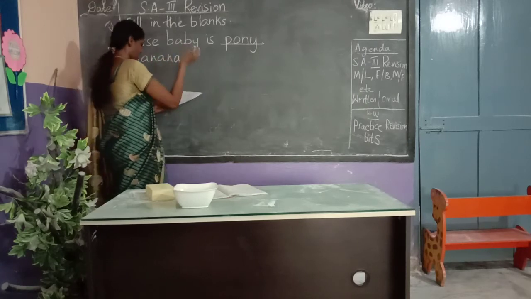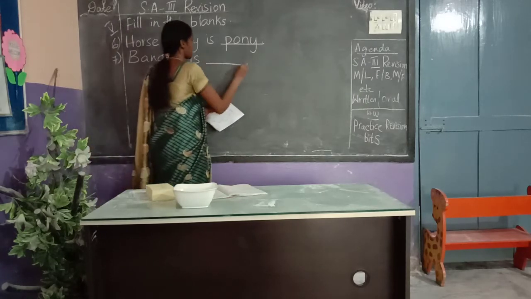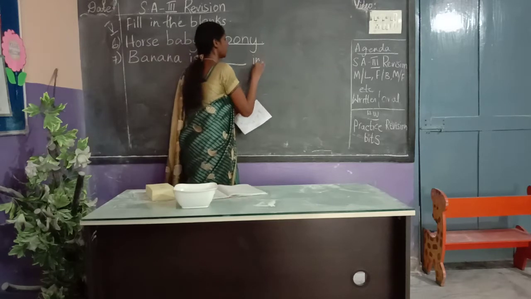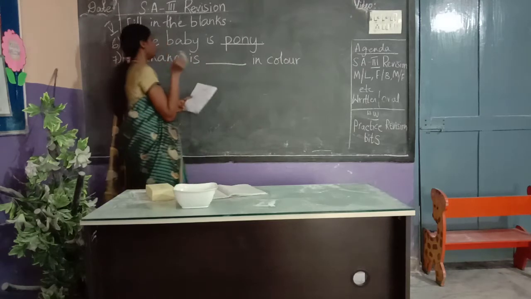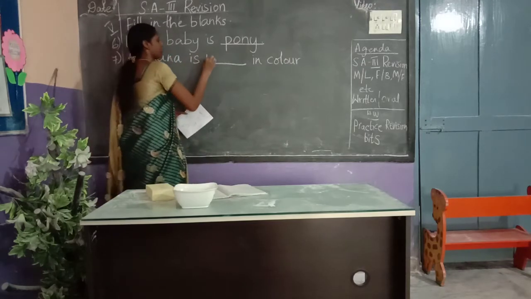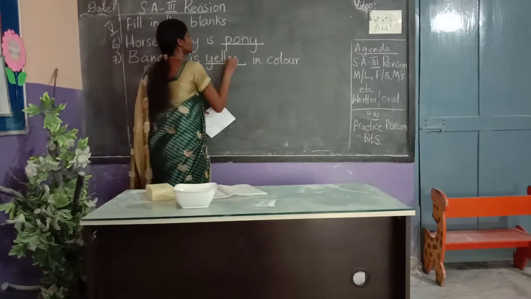B-A-N-A-N-A. Banana is dash in color. C-O-L-O-U-R, colour. So which color? Y-E-L-L-O-W. Yellow.